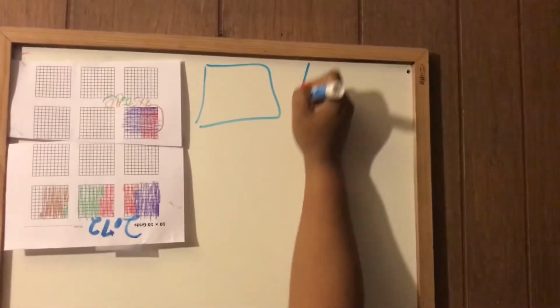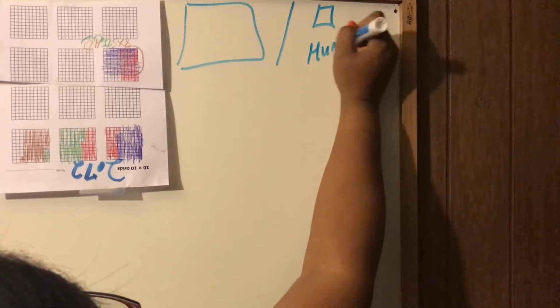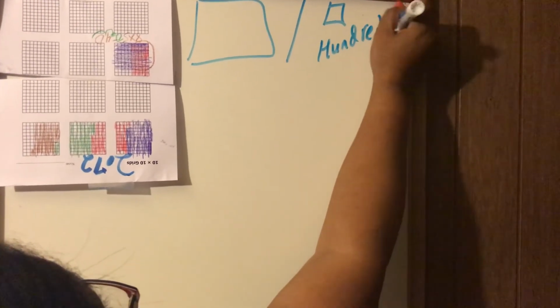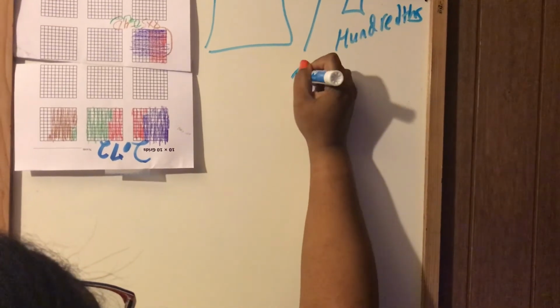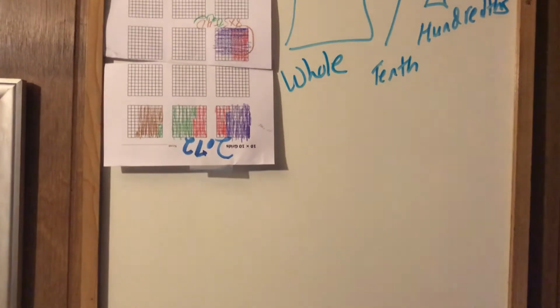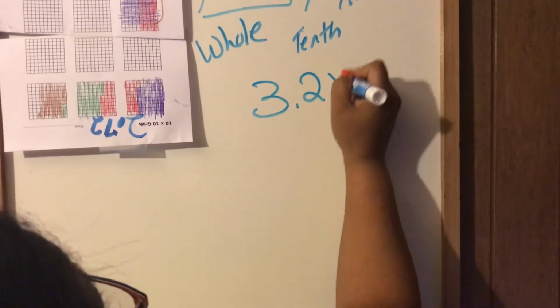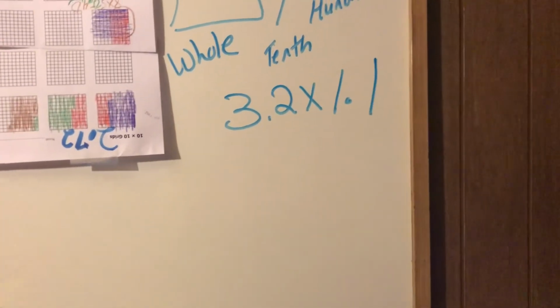Oh, I should have left you a little key, huh? Let's put it back. This is your whole. This is your tenth. And that is your hundredth. And this is your tenth. And this is your whole. Alright, so I'm going to peek and get my problem. My problem is 3 and 2/10 times 1 and 1/10.